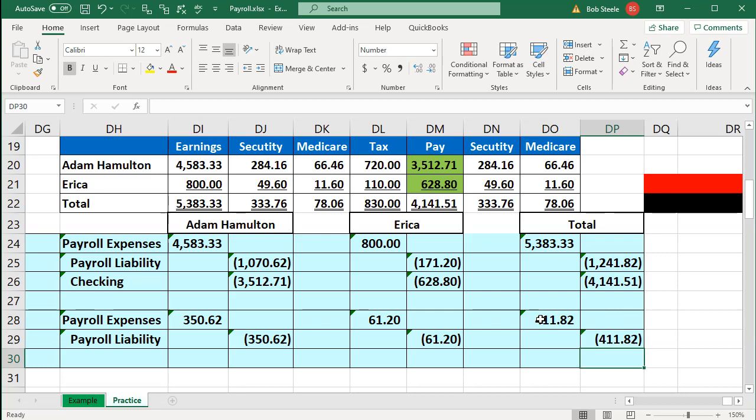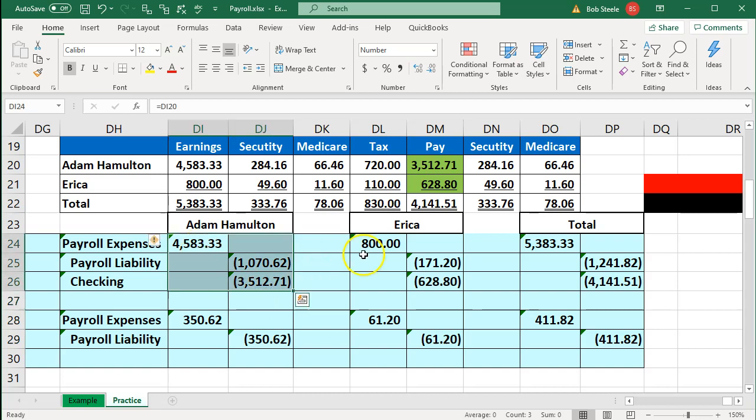And there we have that. Now note, if we add these across this way, we get the 5,383.33, which is this. We add these across this way, we get the 1,241.82. Add these across, we get the same number, and so on and so forth. So we could enter these two journal entries in this format, just with the totals, or one by one. We're going to, in essence, enter them one by one, but we will do so with checks.